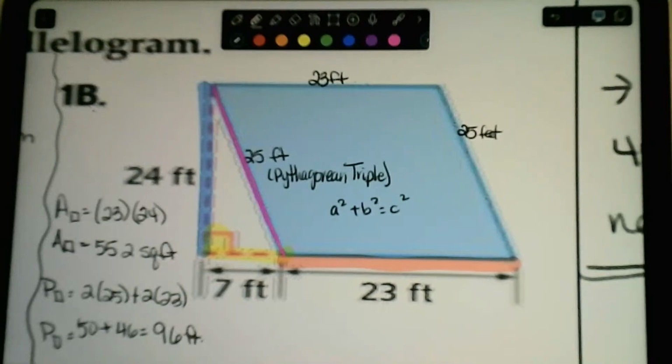If I had put 7 into either A or B and 24 into either A or B and solved it, I would have seen that 25 is the number that I have to put into C to make that equation true. But I didn't go through that lengthy process of substituting and squaring and adding and taking the square root and doing all the algebra stuff because I have my Pythagorean triples memorized. I know that 7, 24, 25 is a Pythagorean triple.